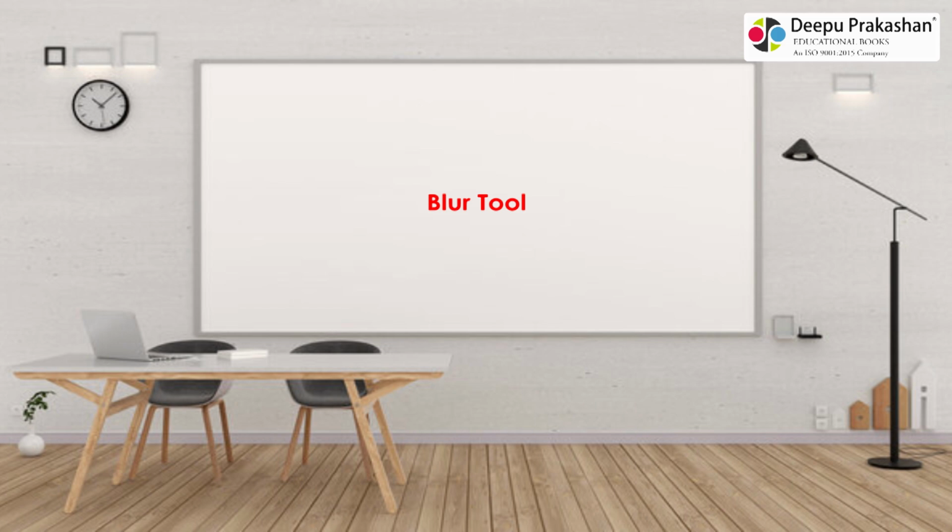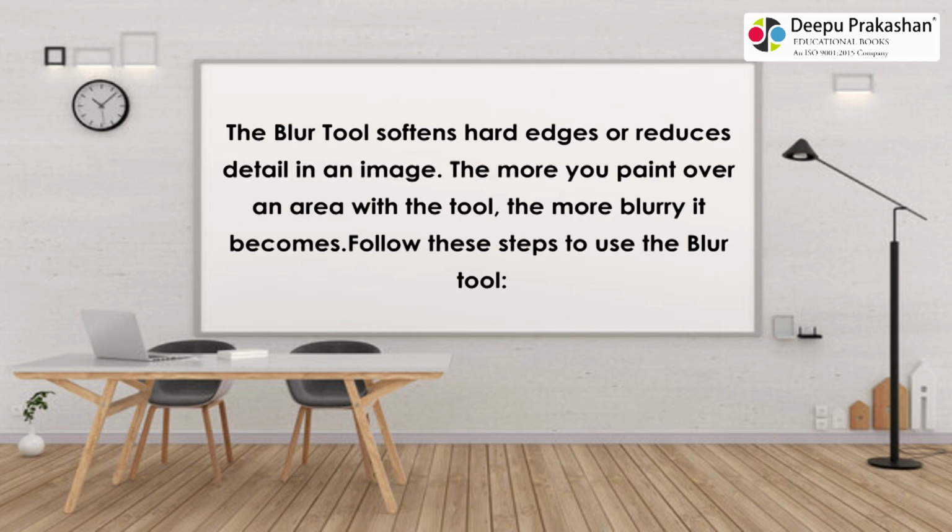Blur tool. The Blur tool softens hard edges or reduces detail in an image. The more you paint over an area with the tool, the more blurry it becomes. Follow these steps to use the Blur tool. Step 1.